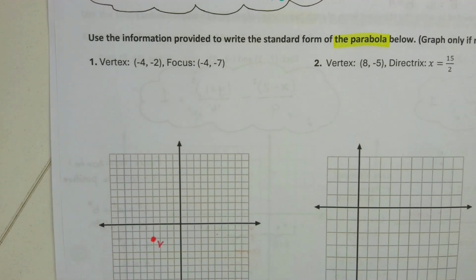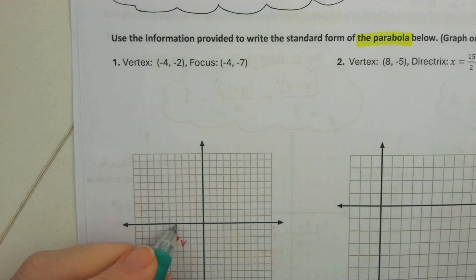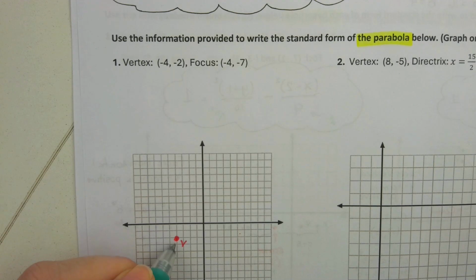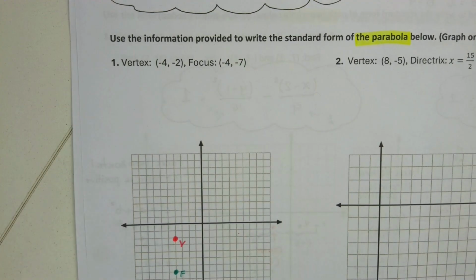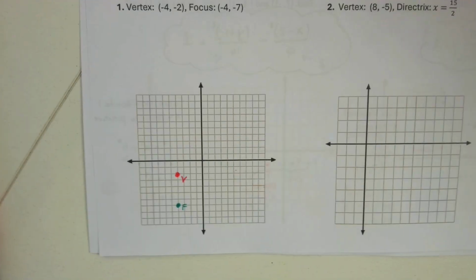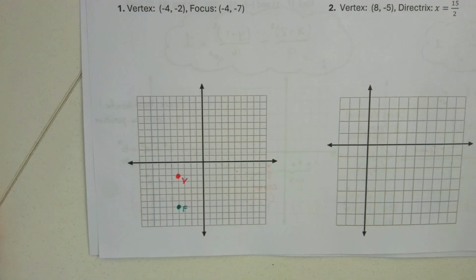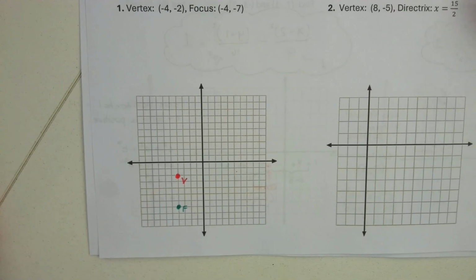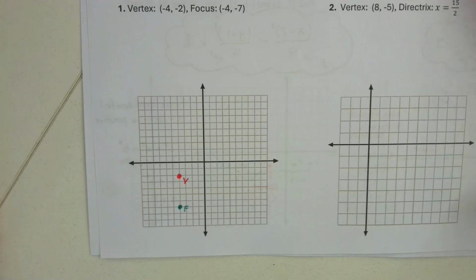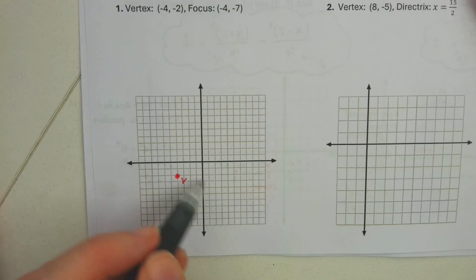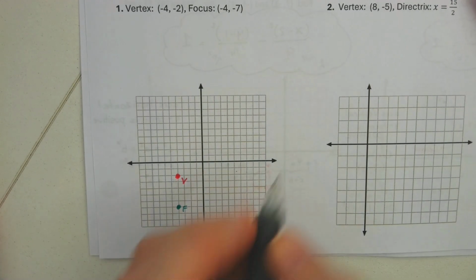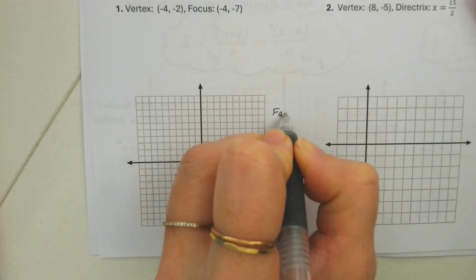Okay, and then the focus is at (-4, -7). Remember, for a parabola, these can face up, down, left, or right. Just based on the way it's graphed so far, can you tell which way it faces? Down. Yes, it is a down one because the focus needs to be inside the little cup of the parabola. So we know it faces down.